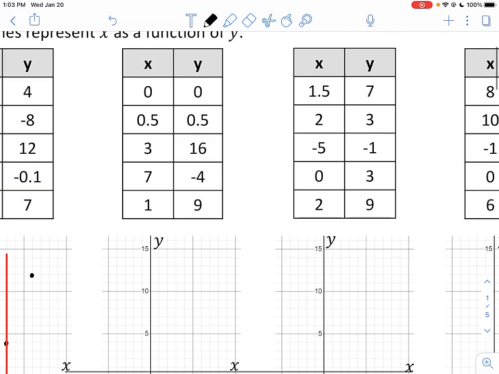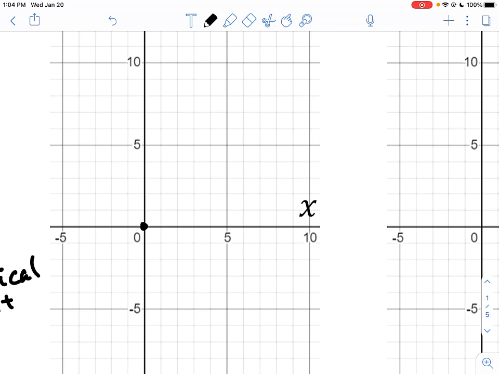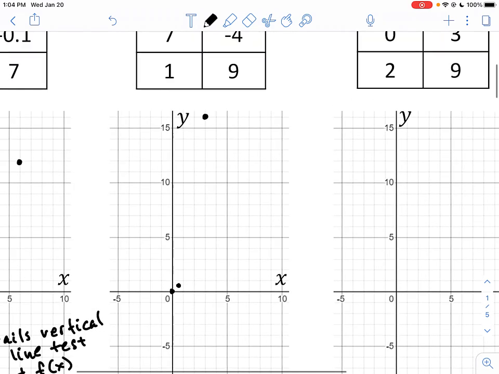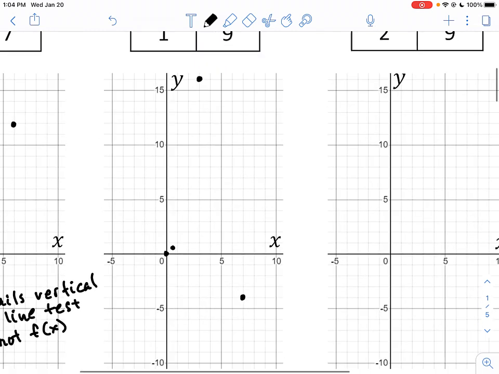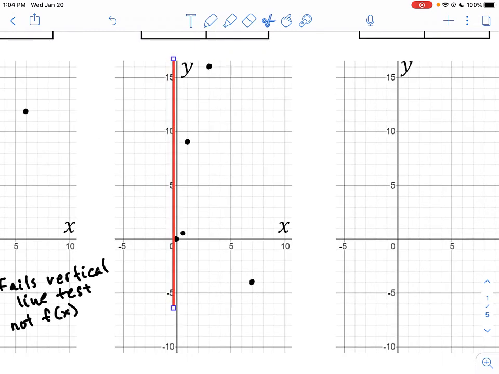So looking at the next set of points, (0, 0), (0.5, 0.5) is right there. (3, 16) is way up here. (7, -4), and then (1, 9). So we have a vertical line, the y-axis, that intersects a point. Going over just slightly more, we intersect another point. Slightly more, we intersect a third point. But none of these points are on the same vertical line.